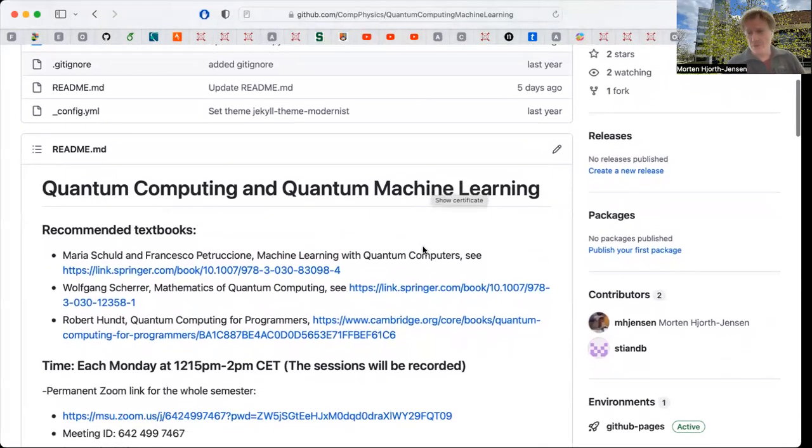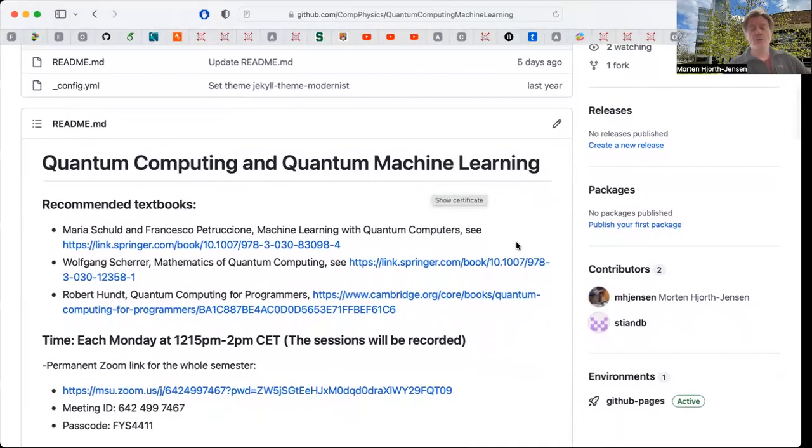Now, there are 3 textbooks which I try to use and give some reading recommendations from. Some of them may be a little bit too much on the mathematical side. The one by Scherer contains a lot of the basic mathematics, which is of interest for us. And then the one by Robert Hunt is an interesting text because it contains many of the same things which I mention every week, but it's always linked up with a way you can write a program for this.